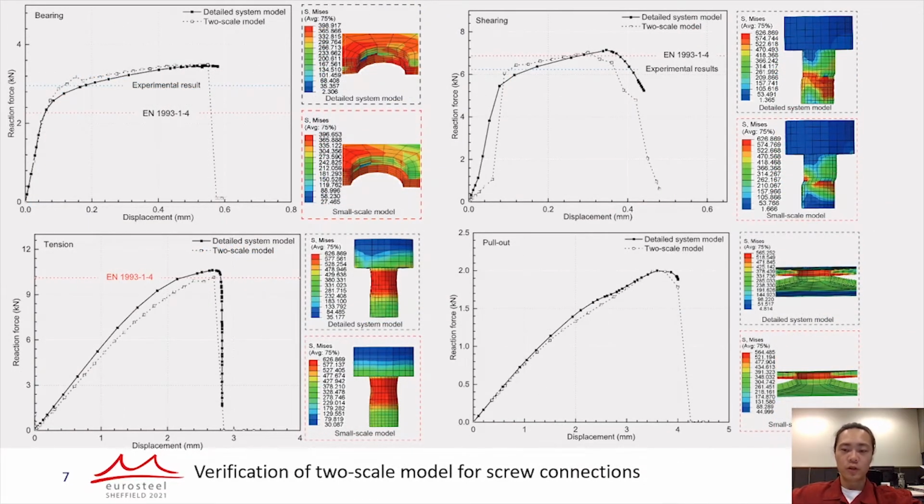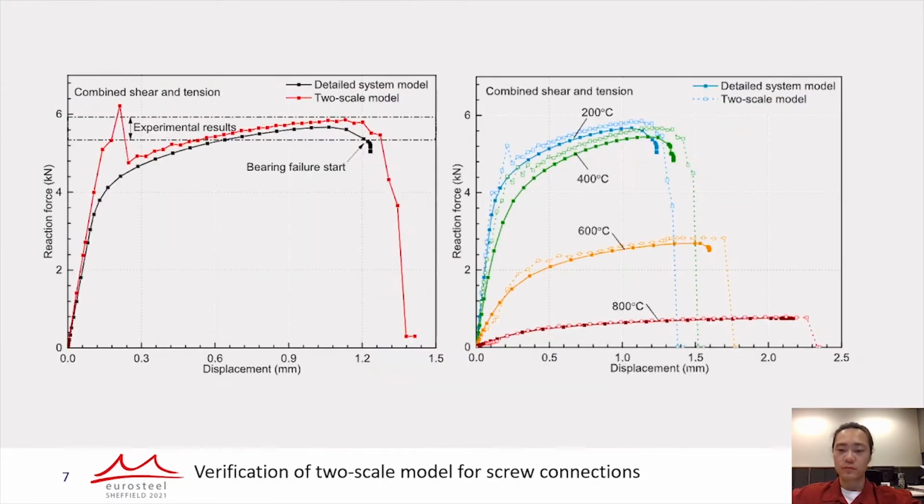Similarly, all possible failure modes of screw connections given by Eurocode have been studied by the two-scale model as well, and the simulation results are compared with the detailed system model. As in the Eurocode, we can find the displacement versus force curves are very similar for these two models, and also no problem for combined shear and tension failure and different temperature cases.